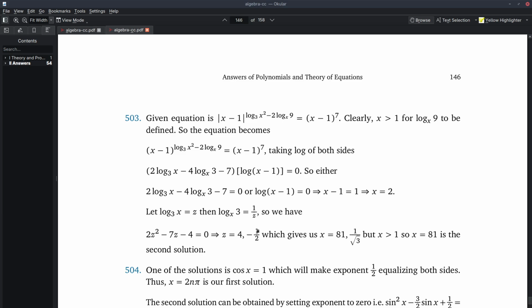So z is equal to 4 and minus half. Clearly minus half is ruled out because x will become 1 by square root 3, so x is equal to 81 here. So 81 is the second solution. We have two solutions, x is equal to 2 and x is equal to 81.